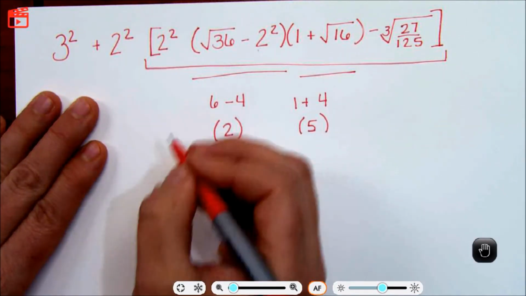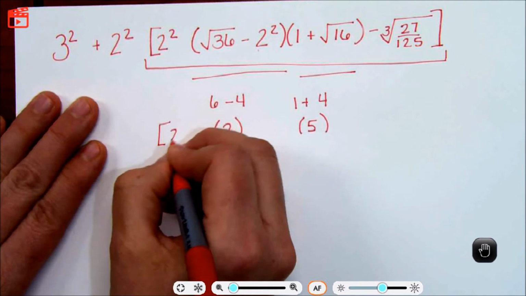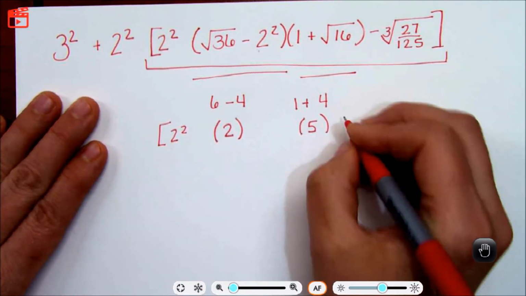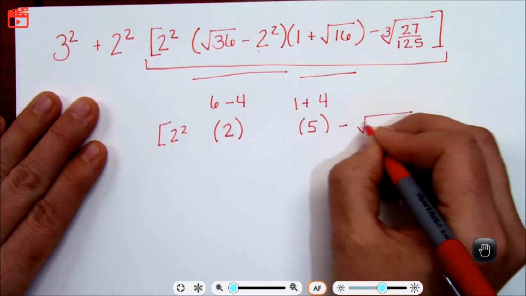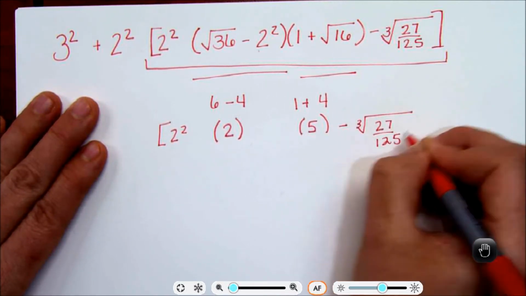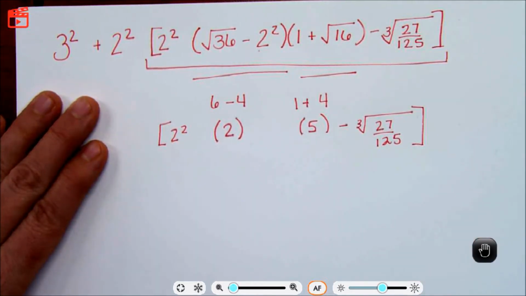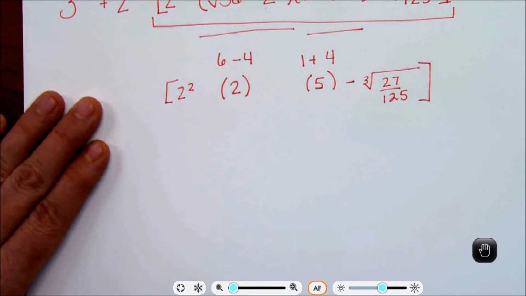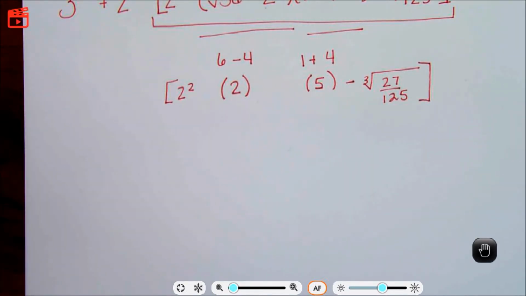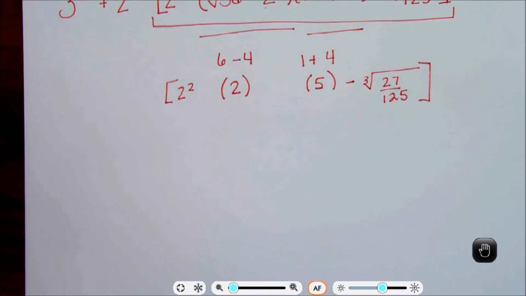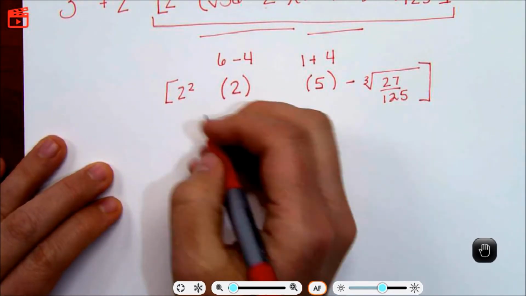So if we look at what's in our bracket now, we have 2 squared, 2 in a parenthesis, 5 in a parenthesis, minus the cube root of 27 over 125. Again, this is all still in our bracket. We're still working our bracket. The next thing, after our grouping, after we took care of these two groups, the next thing we do is our exponents and our roots. So here we have 2 squared.